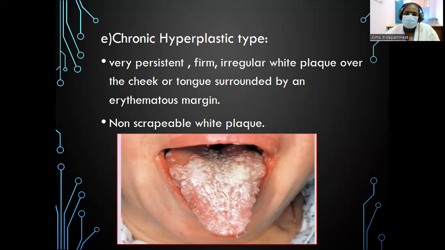Chronic hyperplastic type is another morphology of oral candidiasis, characterized clinically by very persistent, firm, irregular white plaque over the cheek or tongue surrounded by an erythematous margin. It is difficult to scrape that lesion.